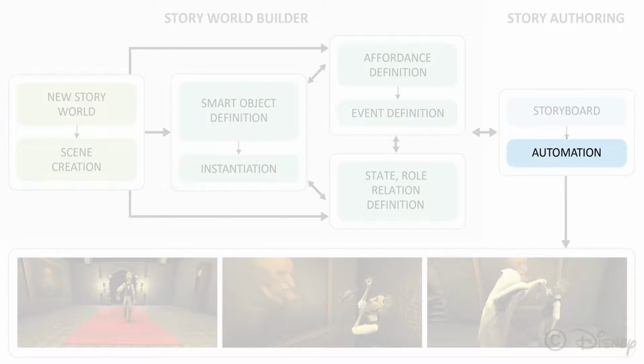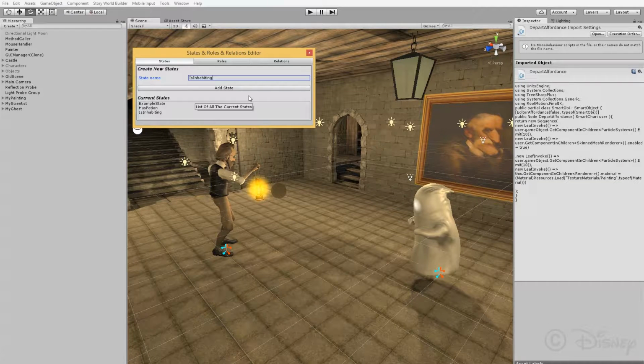Our story world specification enables automation in the form of computer assistance to generate narratives. Automation is supported through the specifications of preconditions and postconditions of events. To demonstrate the concept, we create an is inhabiting state to represent the ghost is inhabiting an object. The inhabit event will set is inhabiting to true, and the depart event will set it to false.